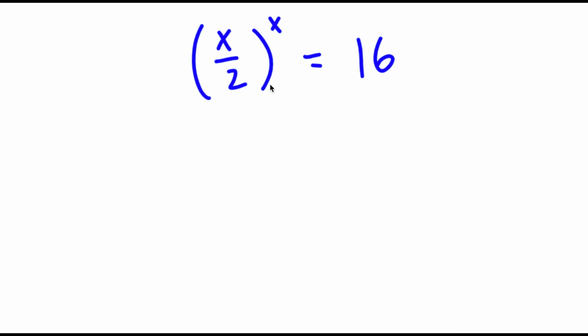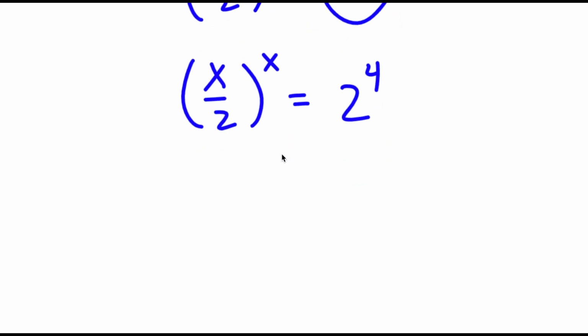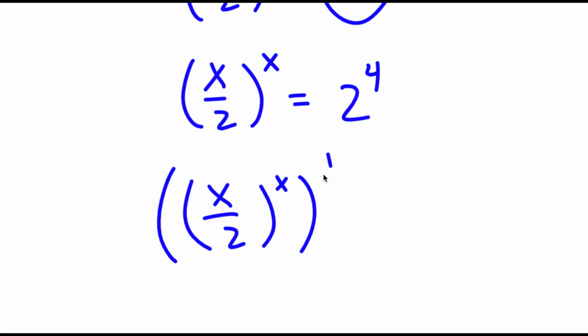Alright, so in this problem, I have (x/2) to the power of x is equal to 16. So to solve this, I'm going to first start by rewriting 16 here as 2 to the power of 4. So now I have (x/2) to the power of x is equal to 2 to the power of 4. Now I'm going to take the power of 1/2 on both sides. So now I have ((x/2) to the power of x) to the power of 1/2 is equal to (2 to the power of 4) to the power of 1/2.